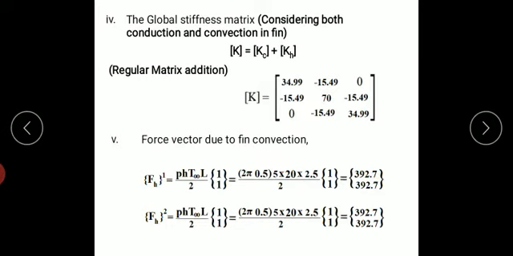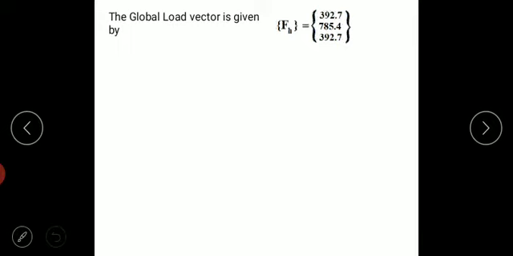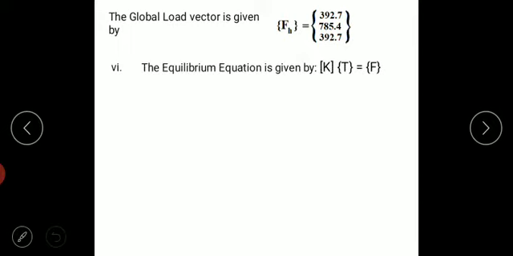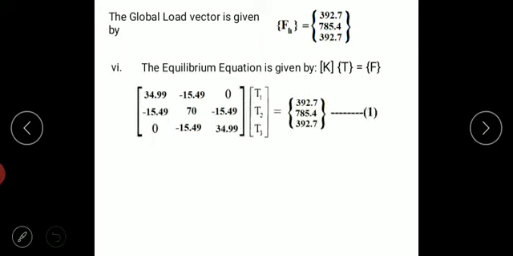Now the global force vector becomes what? Here for the global force vector, I need to add these two, 392.7 and 392.7. Finally I am going to get 785.4. Next is the equilibrium equation. So now the equilibrium equation is K T equals F. This is a regular matrix. So now I have put this matrix.